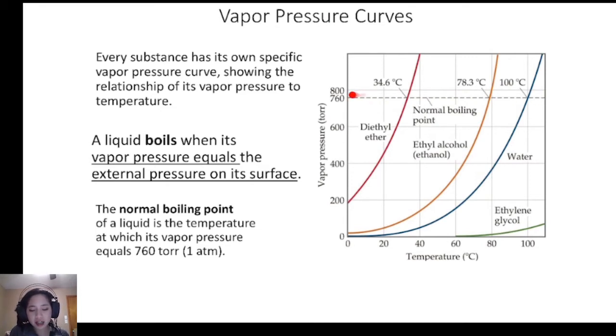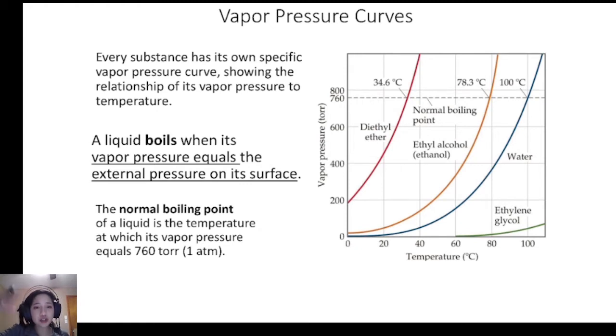One of the things that comes out of these vapor pressure curves is the boiling point of different substances. If I ask you, what is the boiling point of water? You will tell me, oh, it's 100 degrees Celsius. So the boiling point is the temperature at which a substance boils. We can also think about boiling in terms of vapor pressure. A liquid will boil when its vapor pressure equals the external pressure on its surface. Essentially, on Earth, when the vapor pressure of a substance becomes 1 atm, or in this case 760 torr, then the substance will begin to boil, right?